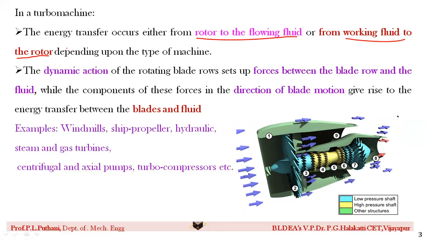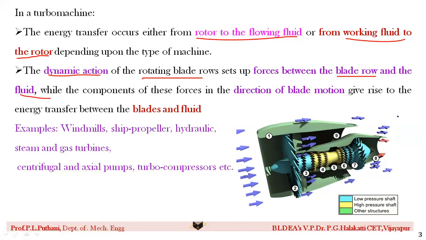Then, as I was telling you, whatever the dynamic action is and how it happens, it happens on the rotating blade itself. You can see the rotating blade rows, where, due to dynamic action, forces have been developed. Which type of forces have been developed? They are developed between the blade row and the fluid.